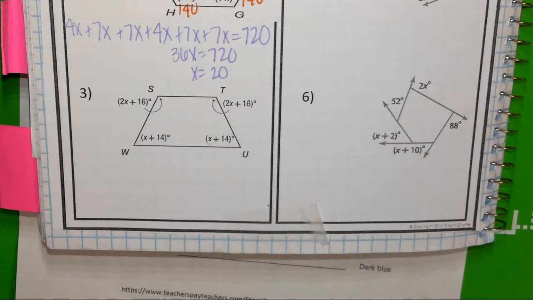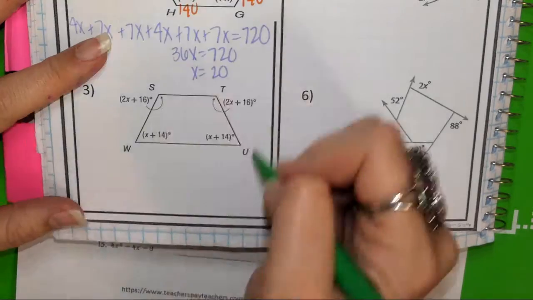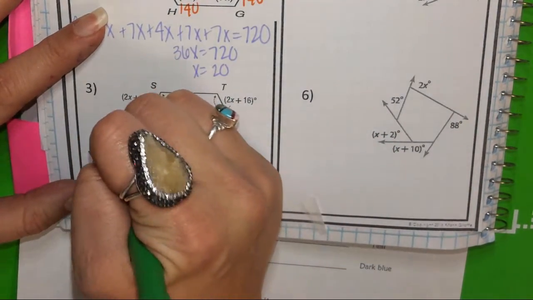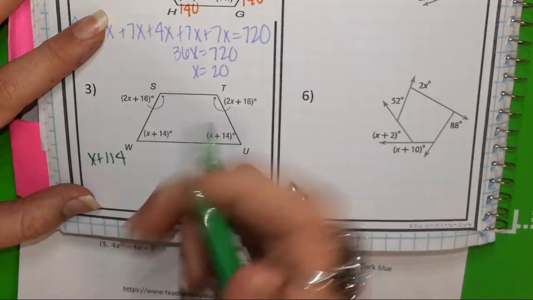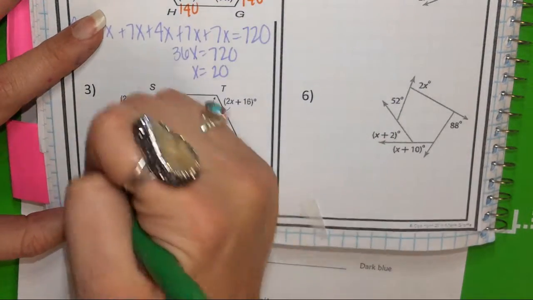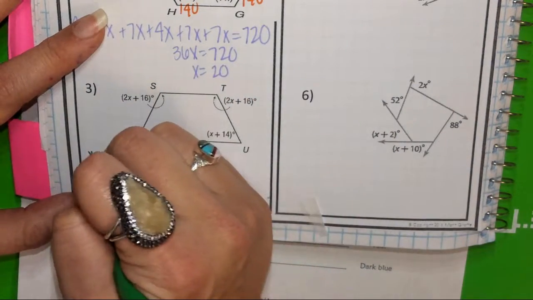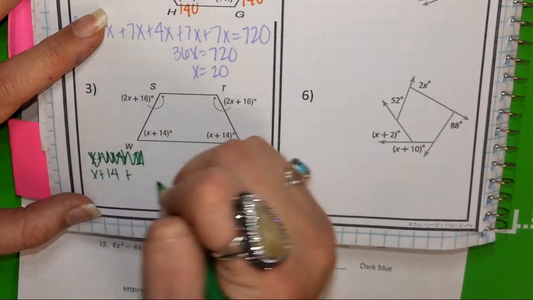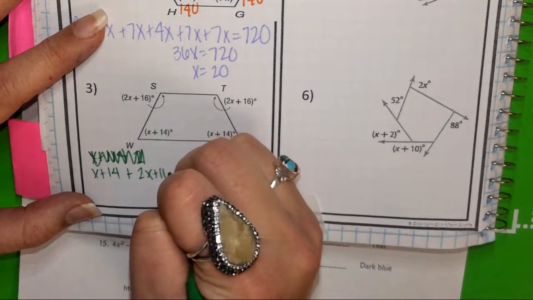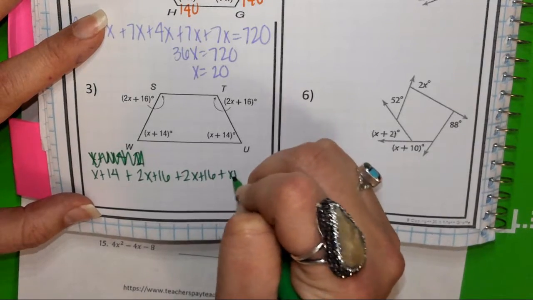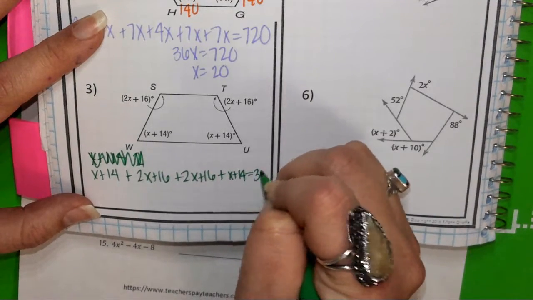Alright, so number 3. What would we set these equal to? Why would we set it equal to 360? Because it has 4 sides. It's a quadrilateral. So we would do x plus 14. I'm going to start here and go clockwise. Blair, what did you write down? x plus 14 plus 2x plus 16 plus 2x plus 16 plus x plus 14, and we set that equal to 360.